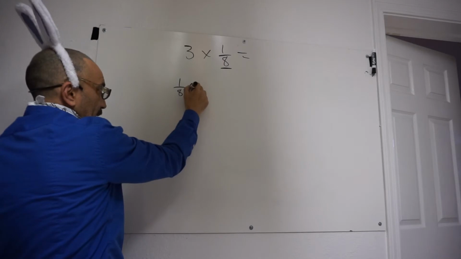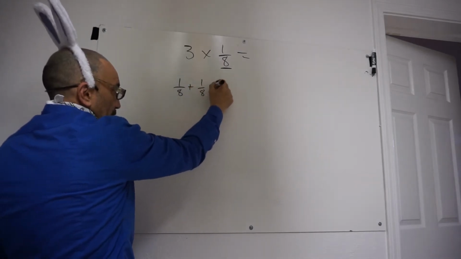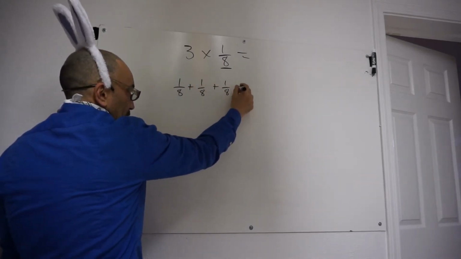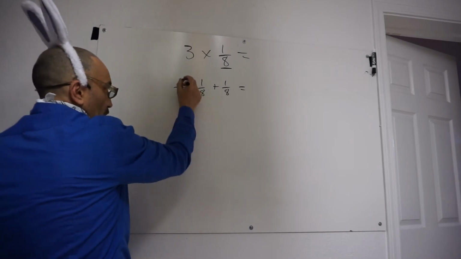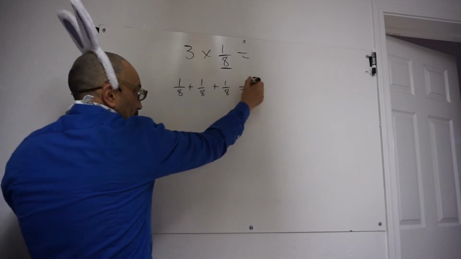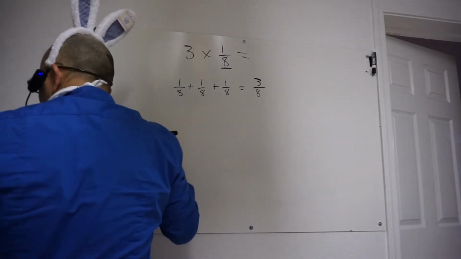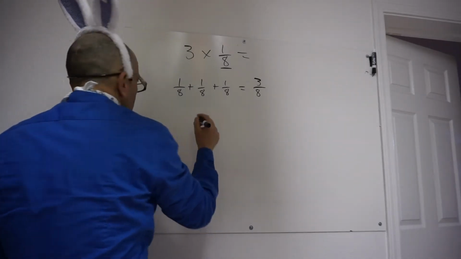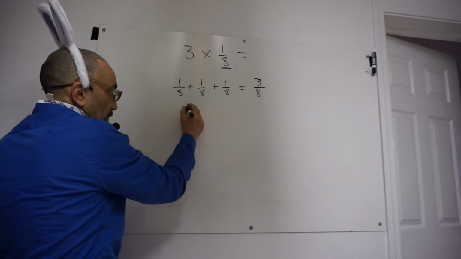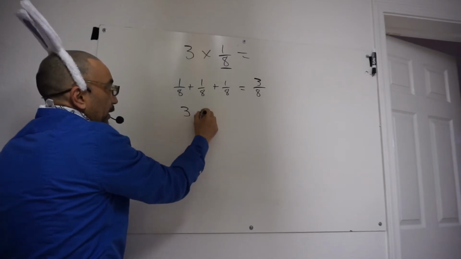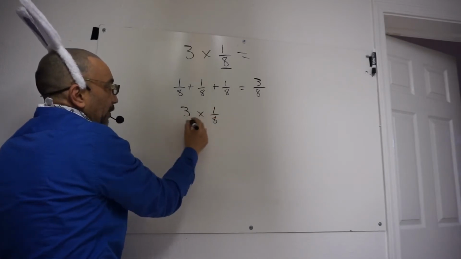So it'd be 1/8 plus 1/8 plus 1/8. So we're going to add 1 plus 1 plus 1, and that's 3/8. In other words, we're going to multiply 3 times 1/8, right?